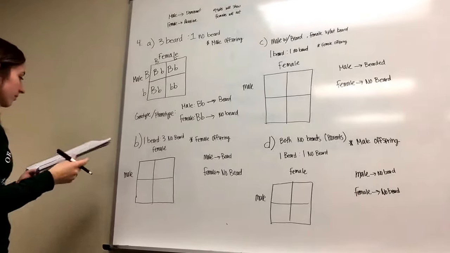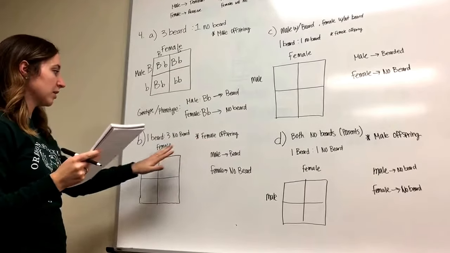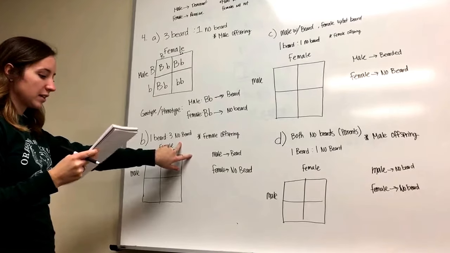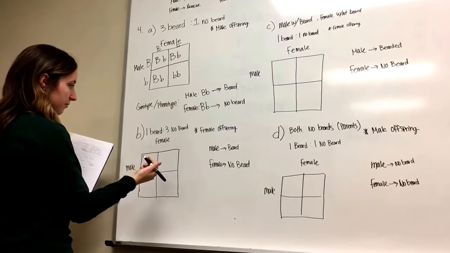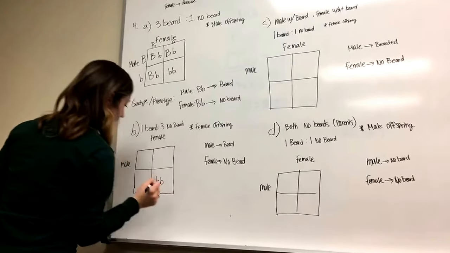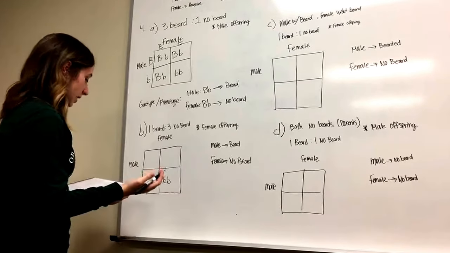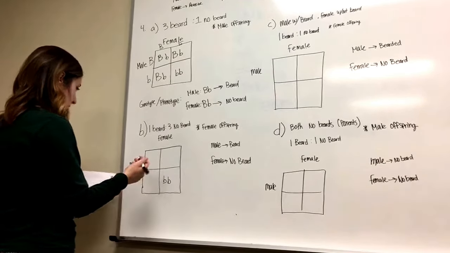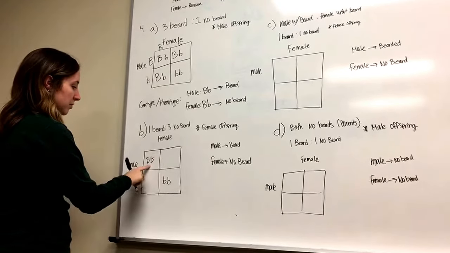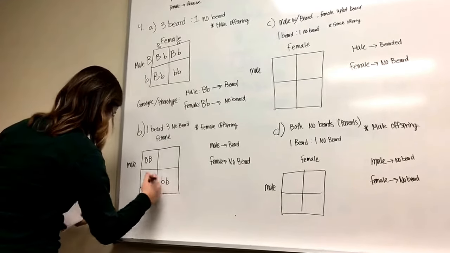So then, for part B, we know that their offspring, it's for the female offspring, and we're going to have 1 beard and 3 no beard. And so what I did for this one is, again, I just put little b in this corner for no beard. And one of these females is going to have a beard, and so we know that that's going to be big B, because that's the only way for a female to have that trait. And then I just filled everything else in.